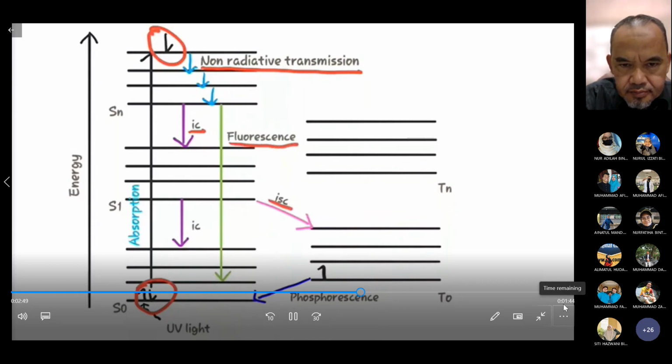Another way is the intersystem crossing, where there is transition between the two isoenergetic vibrational levels having different spin multiplicities. The state during this transition is the triplet state, and when there is transition from triplet state to the singlet ground state, it creates phosphorescence. It is also a radiative relaxation. So this was all about Jablonski diagram.